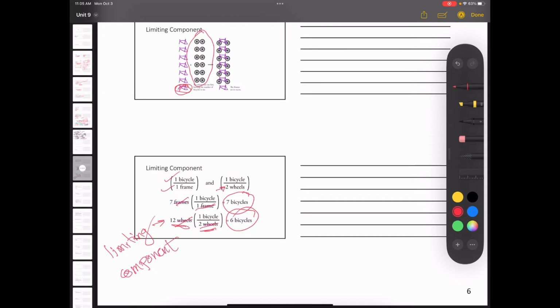What is the maximum amount of bicycles that I can make from this production line? I can only make 6 bicycles. So this is the maximum amount of bicycles that can be made. Okay? So even though it is a small number compared to the 7 bicycles, this is the maximum.